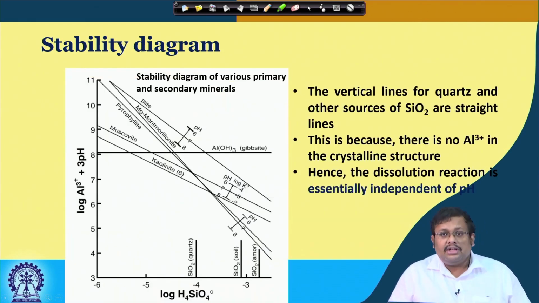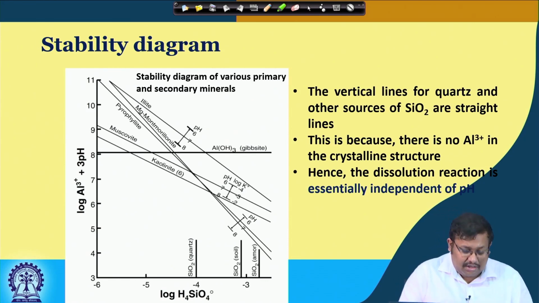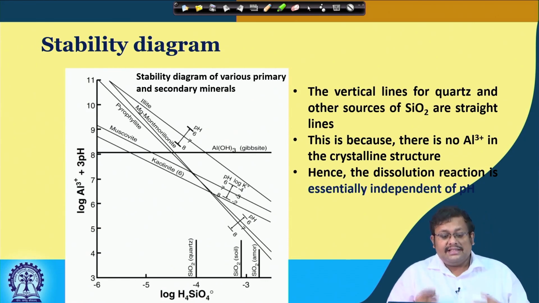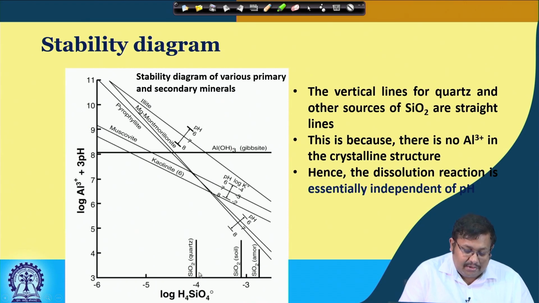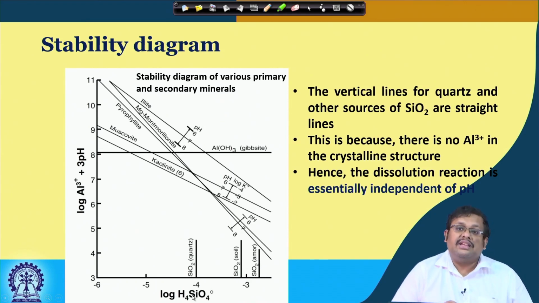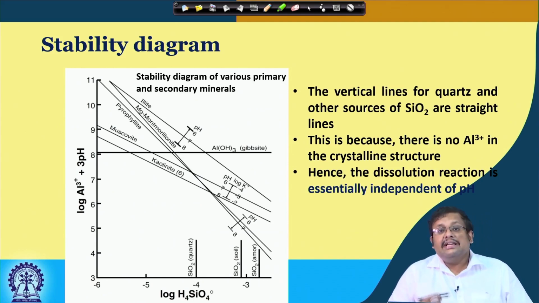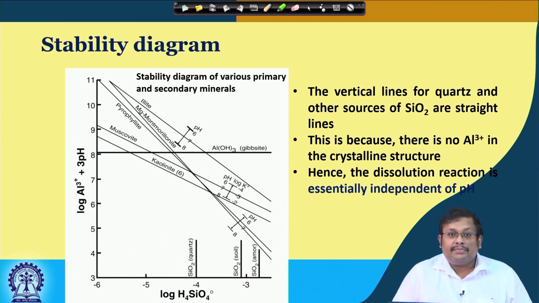So, if we plot the logarithm of Al3+ plus 3 pH on the y axis and the logarithm of silicic acid on the x axis, we can see the stability of different clay minerals. For example, the vertical lines, as you can see here, are basically producing silica quartz, because in their structure there is no aluminum, and their dissolution reaction is independent of aluminum. So they are basically straight lines.